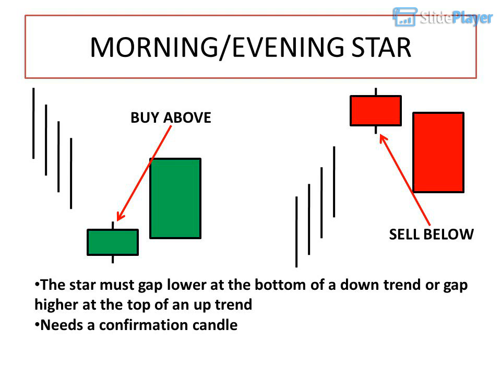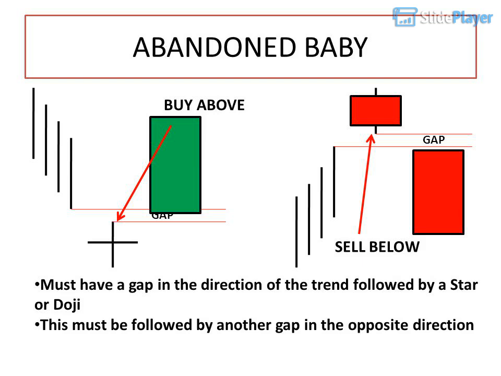Needs a confirmation candle. Abandoned baby. Buy above, sell below. Gap. Gap. Very powerful move. Must have a gap in the direction of the trend followed by a star or doji. This must be followed by another gap in the opposite direction.